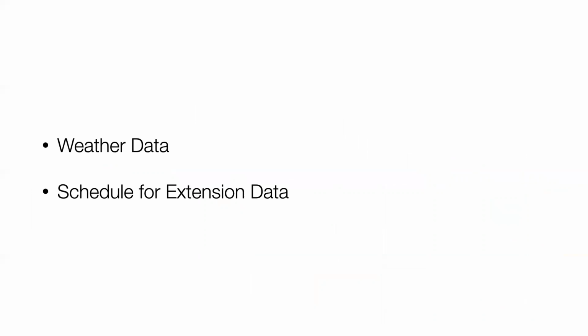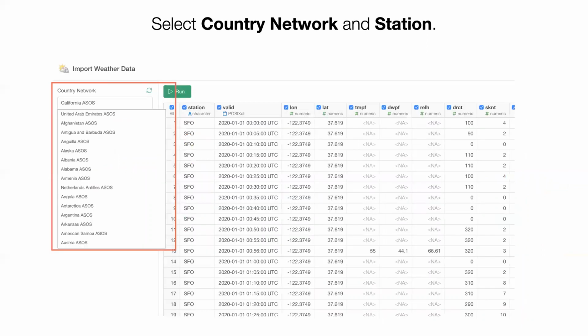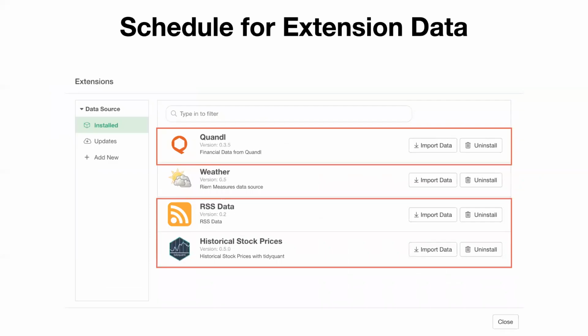So one is weather data, and another one is scheduling for extension data. With weather, you go to extension data, and then you can import the weather data. This was there before, but we made it easier to select the country, like Japan, United States, United Kingdom, and so on. And then also select the prefectures or states and so on. It's all dropdowns, so it's easier to select.